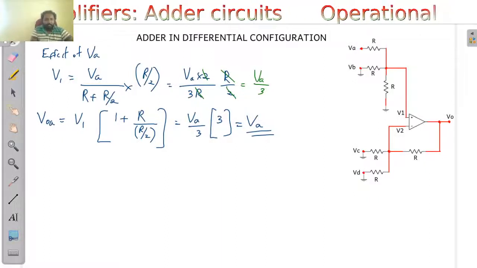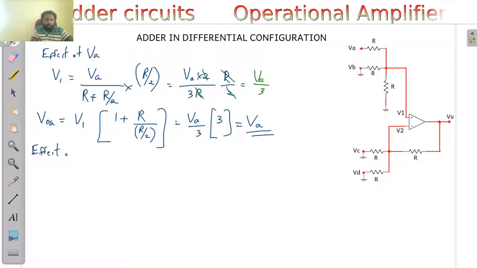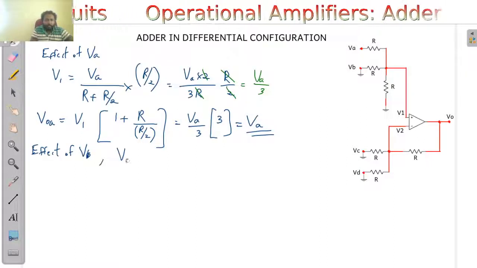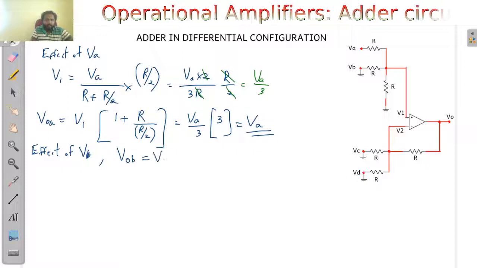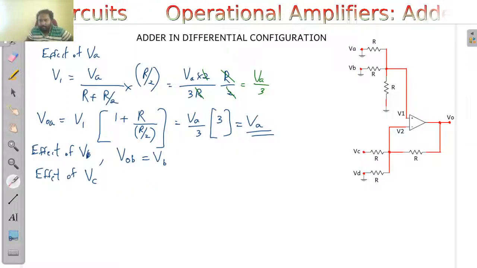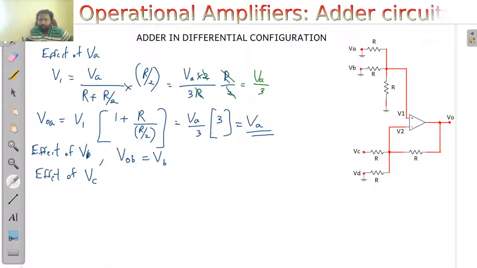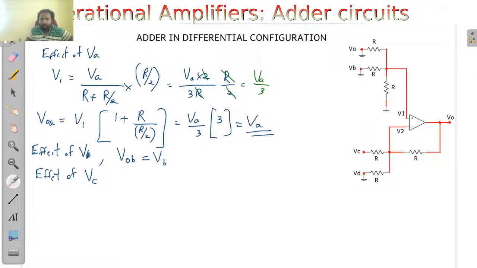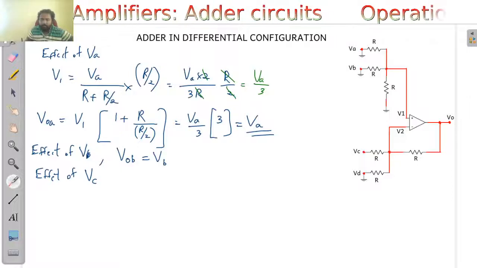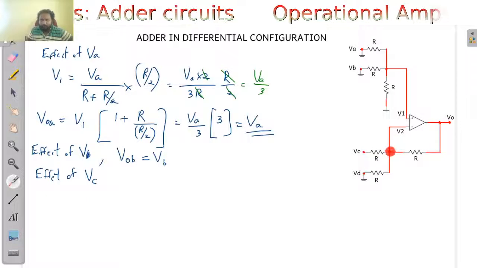In a similar argument, we can say that the effect of VB, that is VOB, is going to be VB. Now let us consider the effect of VC. The effect of VC is found by grounding VD. What happens here is that this is at virtual ground, because the voltage at this point V1 is at ground. So similarly V2 should be at ground.